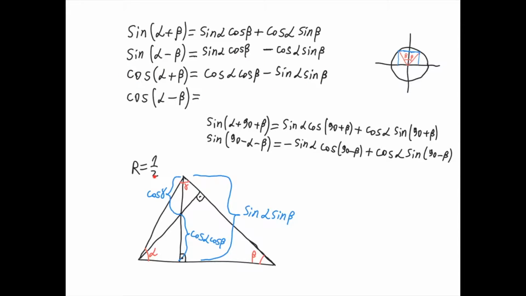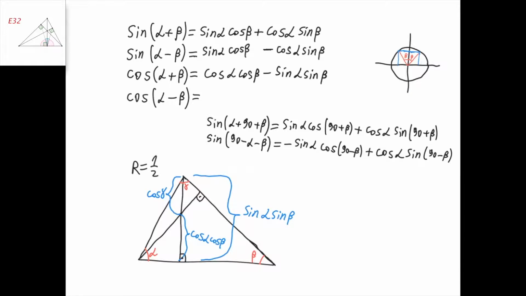Here's the second way we can derive cosine of alpha plus beta. Suppose we have an acute angle triangle with angles alpha, beta, and gamma, and suppose this point here is its orthocenter, so this is an altitude and this is an altitude. Suppose that the circumradius of the triangle is 1/2. Then we know that this length is 2 times r cosine of gamma, but since 2 times r is 1, we can say this length is cosine of gamma.